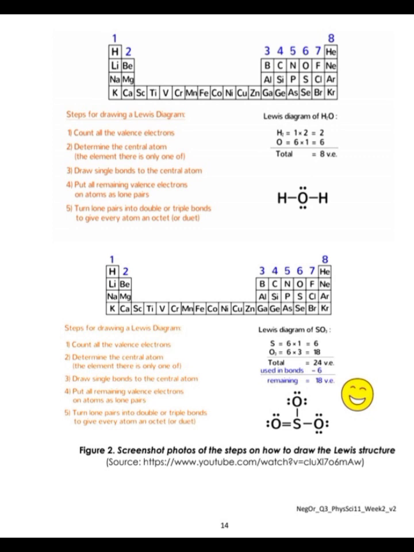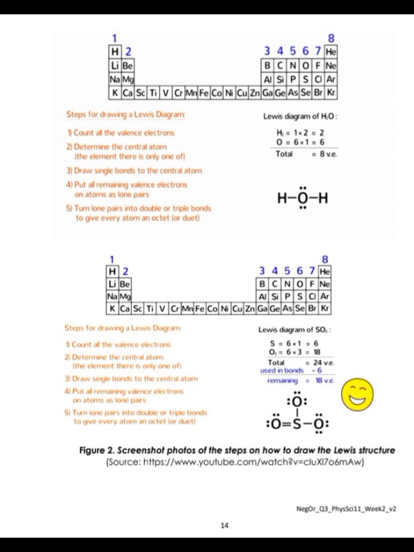Step 2. Determine the central atom, the element there is one of. So our central atom is oxygen. Now we will write the oxygen at the center and the hydrogens at the sides of it because there is H2. 2 stands for 2 hydrogens.